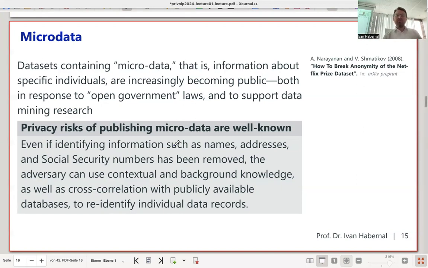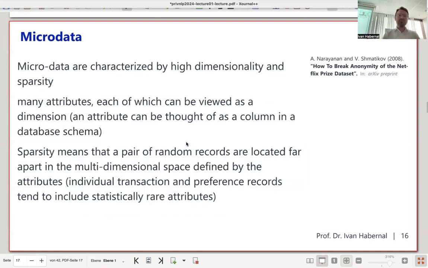But even if identifying information such as names, addresses, and social security numbers has been removed, the adversary can use contextual and background knowledge. In our case it was IMDb, as well as cross-correlation with publicly available databases, to re-identify individual data records. So this is the attack that Narayanan and Shmatikov used.